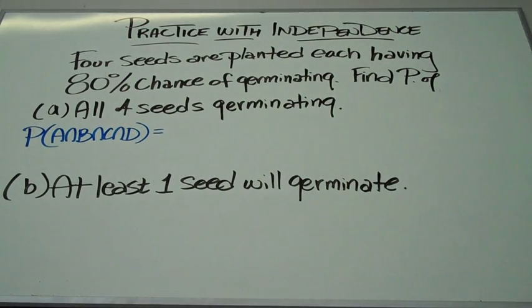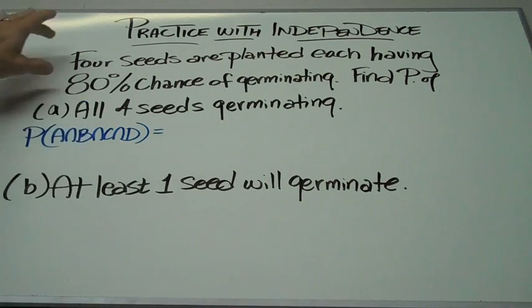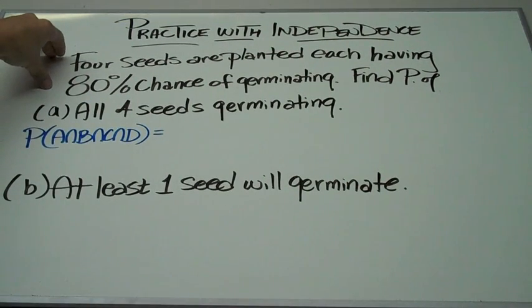Here's a problem in which we can practice the concept of independent events. With independent events, I hope you remember that if two events are independent, or multiple events are independent, the probability of event A and B occurring, the intersection of the two, is simply the probability of A times the probability of B.